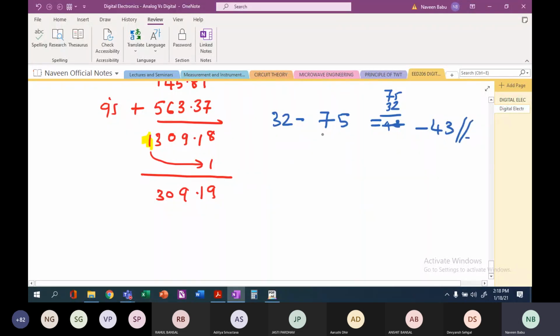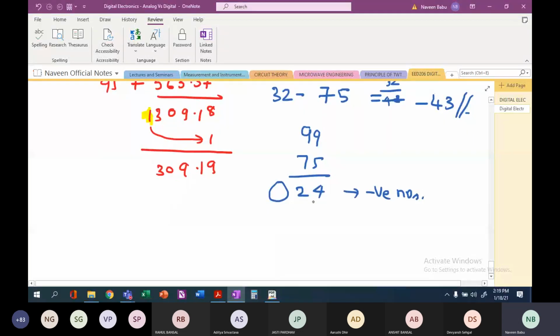Now, I'm going to perform 9's complement subtraction here. So first, what is the 9's complement of 75? The 9's complement of 75 is 24, and I'm not getting any carry here. If I am not getting any carry, this means that this is a negative number. If this is a negative number, it means that this is a 9's complement of some other number. So taking the 9's complement of this negative number 24, what is the answer?